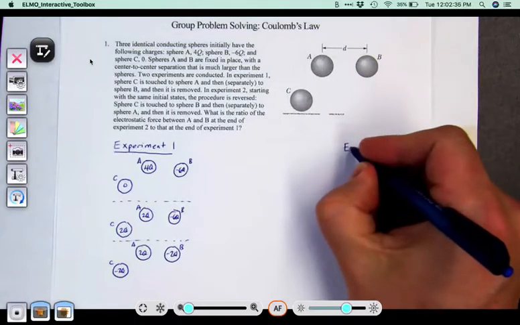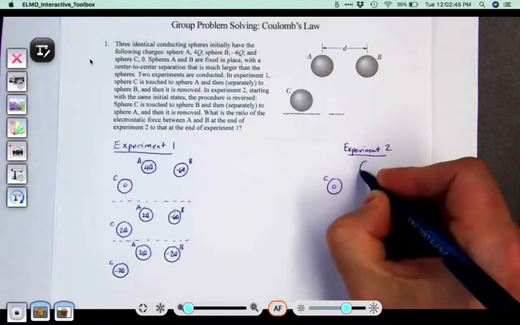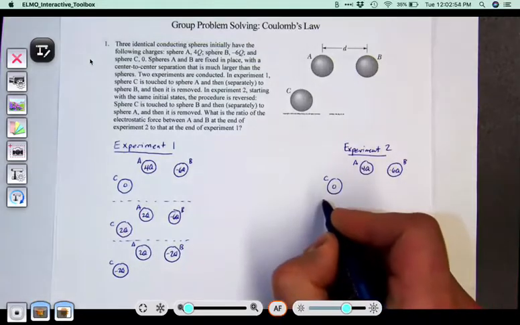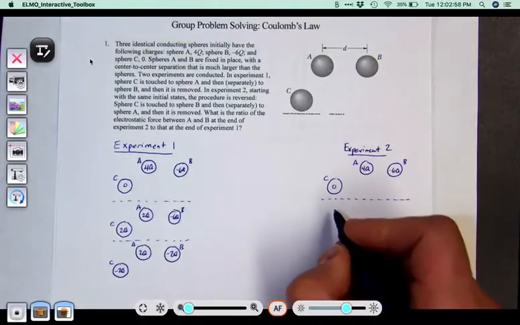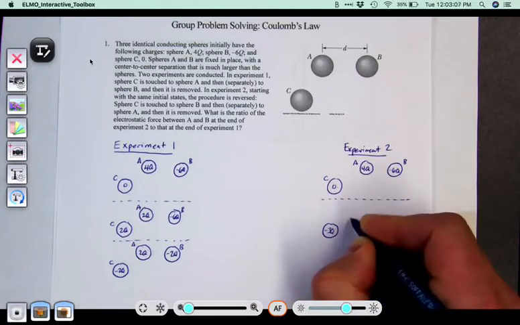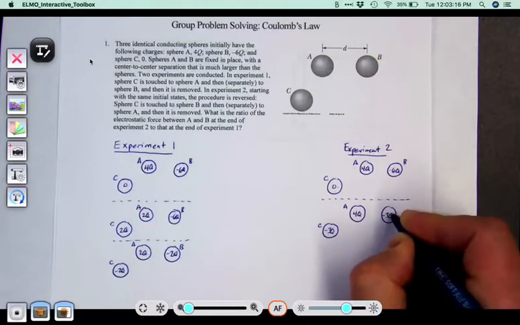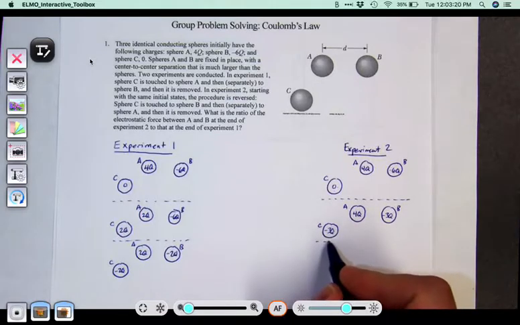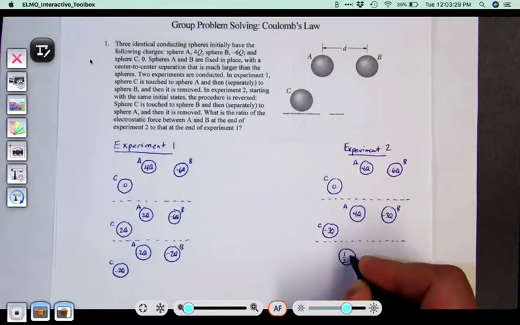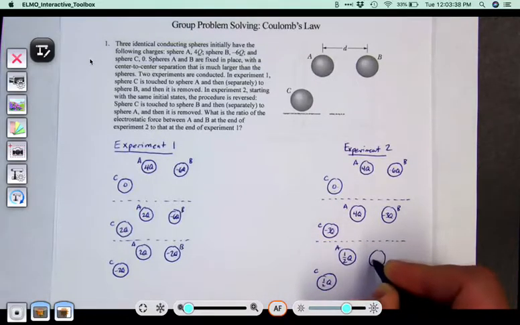Well, let's contrast what happens in experiment 2 then. Again, we start with 0, 4Q, and minus 6Q. After the first action, in which C touches B, the total is minus 6Q between the two of them. So that means C ends up with minus 3Q, A still has its 4Q, and B has minus 3Q. And then I touch C and A together. Between the two of them, they have plus 1Q of charge, minus 3 plus 4, which means that after all is done, A is going to have a half Q on it, C is going to have a half Q on it, and B has minus 3Q.